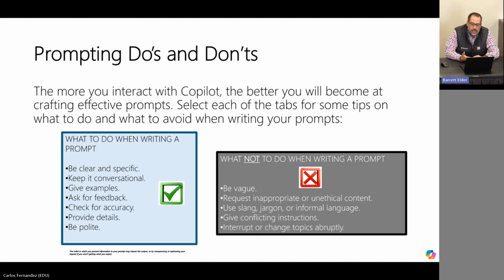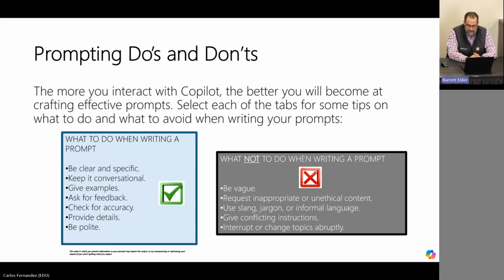Don't be vague. Don't request inappropriate or unethical content. So let's just talk about that for a second. This is something that really separates Copilot from many other types of AI. We have this thing called responsible AI that's put into the mix. So you can't ask it to teach you how to create a bomb or how to hurt somebody or anything of that nature. There are some guardrails in there to make sure that stuff like that does not come out.